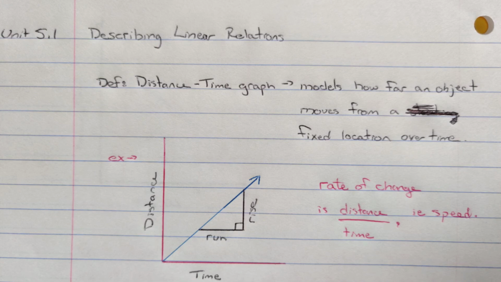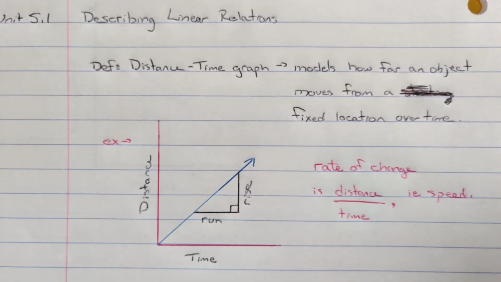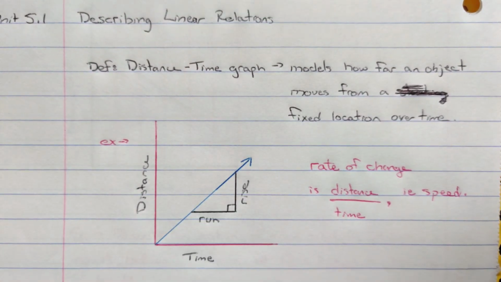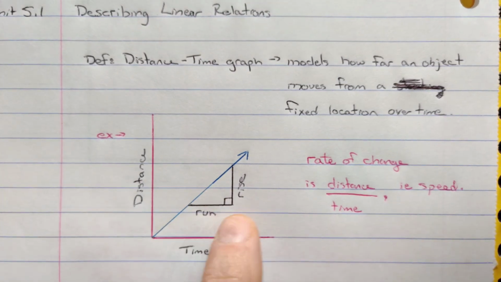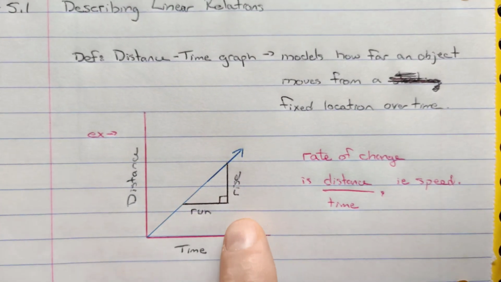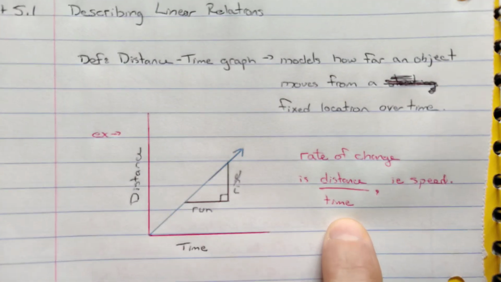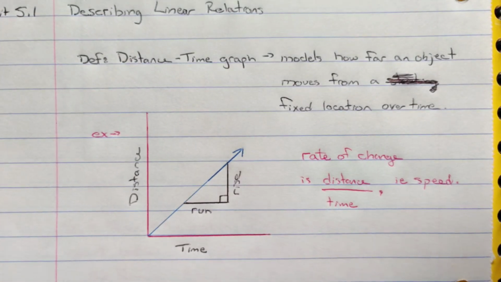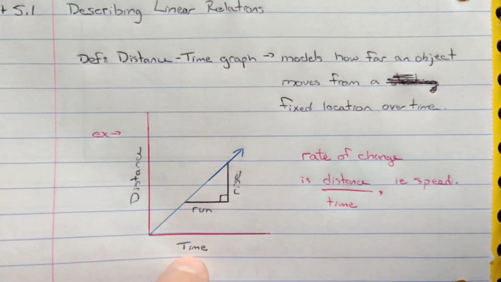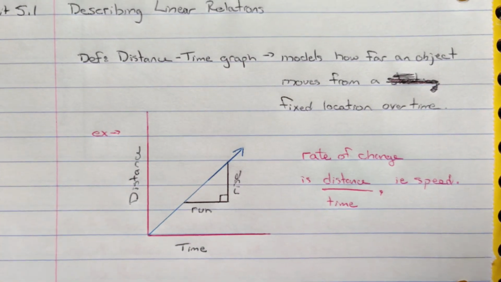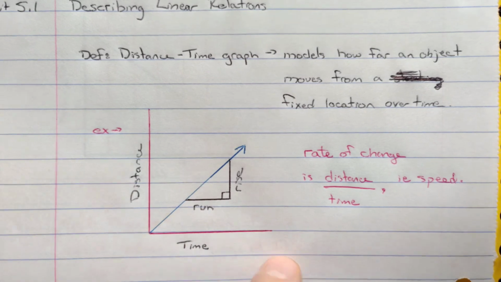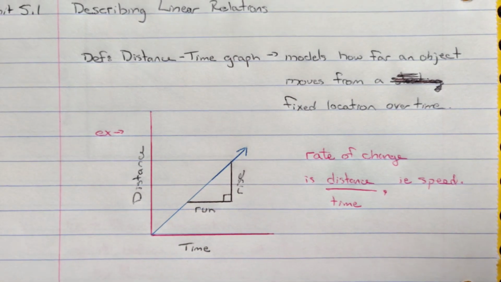If you note the rate of change here, this is my distance time graph, it's going up, it's an increasing graph. The rise over run will result in the change in distance over the change in time for the rate of change. That's speed. If this was meters and seconds, it would be meters per second. Kilometers and hours, kilometers per hour. So the rate of change in a distance time graph is the speed.